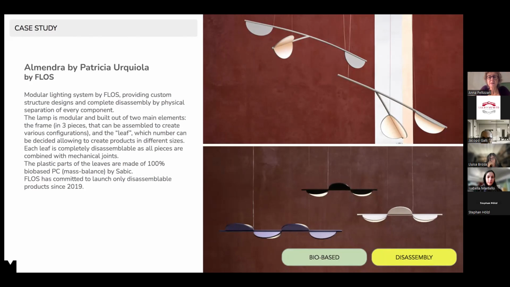What's more interesting is the idea of design for disassembly that has been put into place by Flos starting from 2019 on all products that have been introduced after that date. Why so? Because that's basically mandatory. The 2019 is where it's after the right to repair directives came into place.